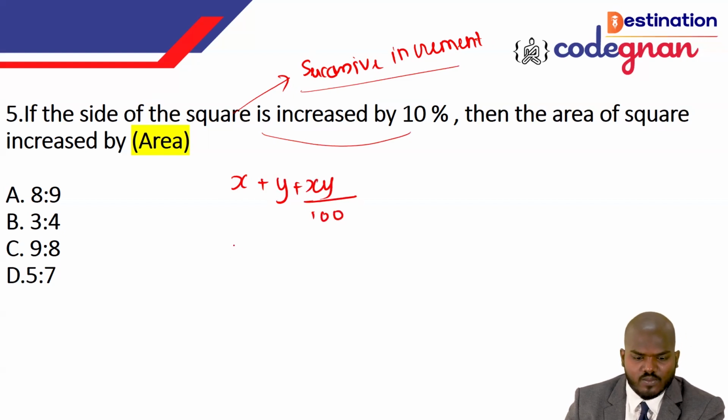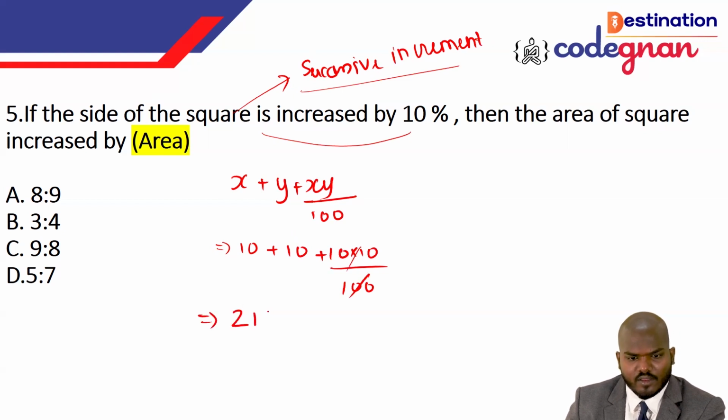Okay, if you write this down, it will give you 10. Again, it is increased by 10. So 10 cross 10. X is 10 and y is 10. The 100s will get cancelled. So this will give you 21%. Okay, so we can call this one, but they have given the wrong options here. So the options will play a role here. That is option D, 21%, is the correct answer.